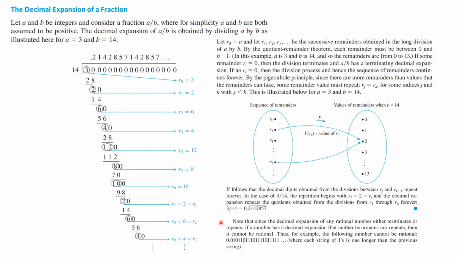Now note that since the decimal expansion of any rational number either terminates or repeats, if a number has a decimal expansion that neither terminates nor repeats, this is using something like De Morgan's law or the law of contraposition, then it cannot be rational. Thus, for example, this number, where each string of ones is one longer than the previous string, has to be irrational. This is a proof that there are irrational numbers without using the square root of 2 as the example.